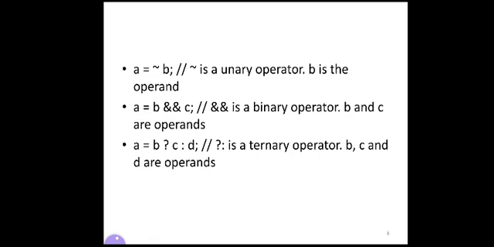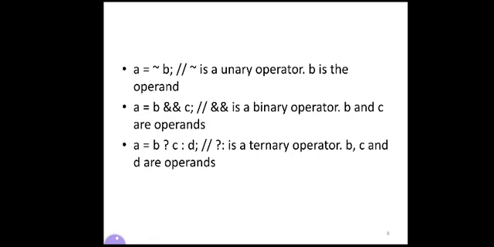So double AND is a binary operator. B and C are operands. Instead of that double AND, you can use any other operator also here. Those examples are binary operators.